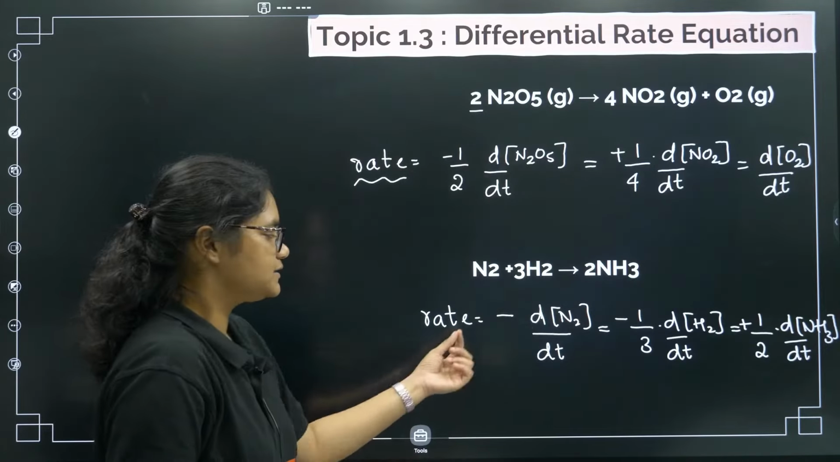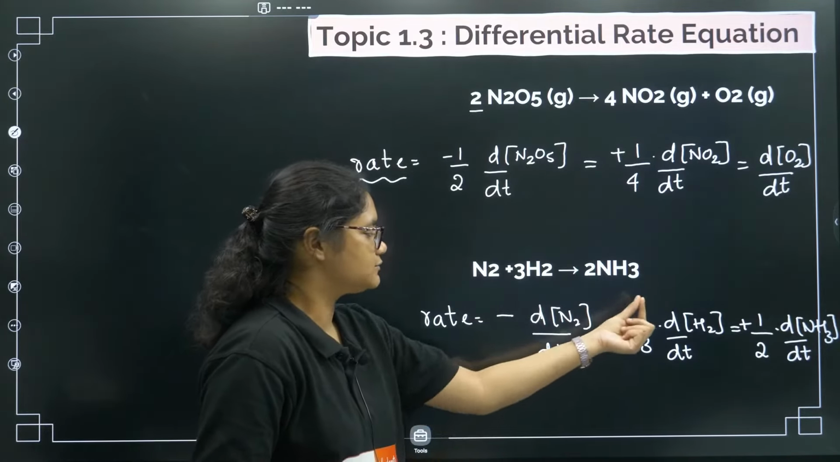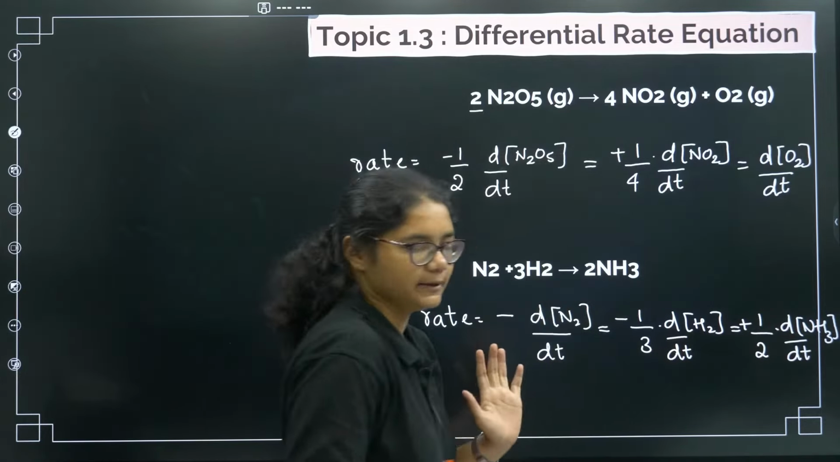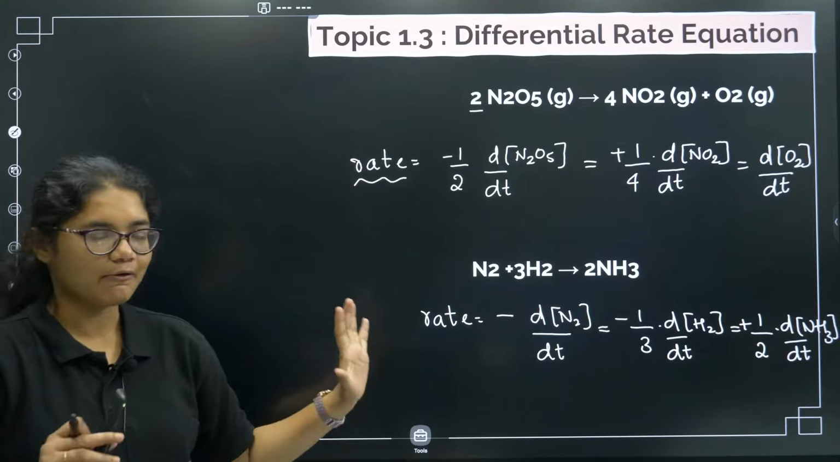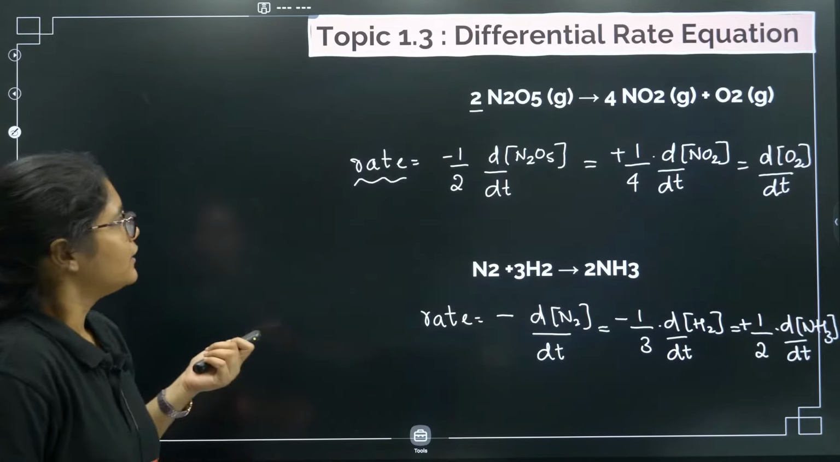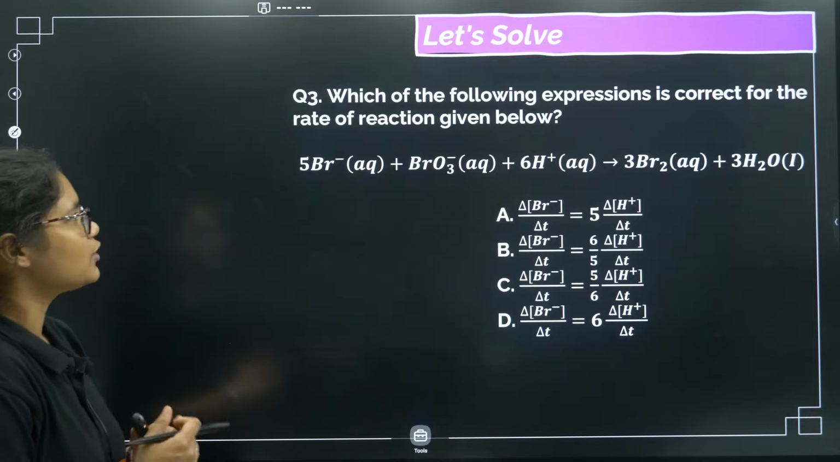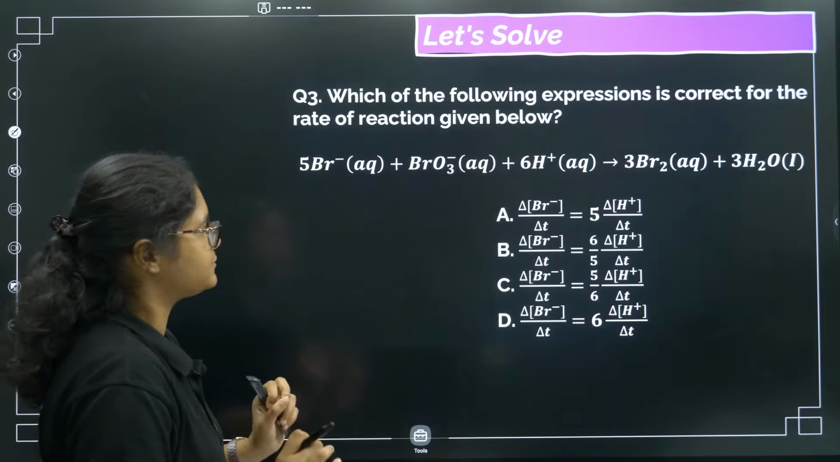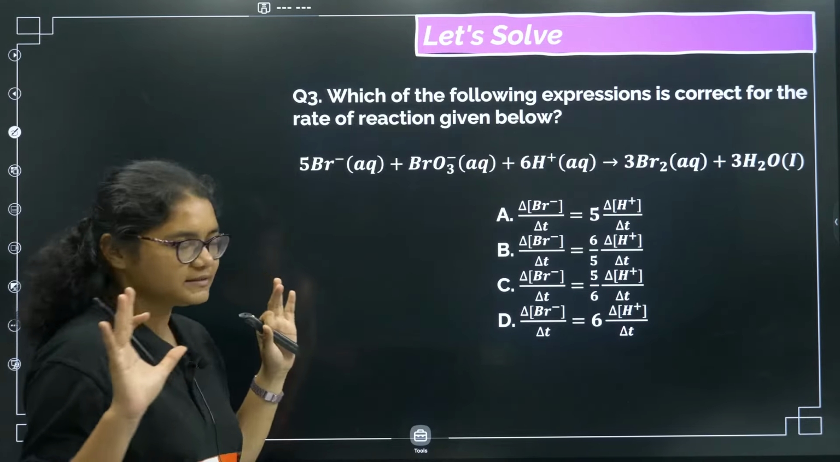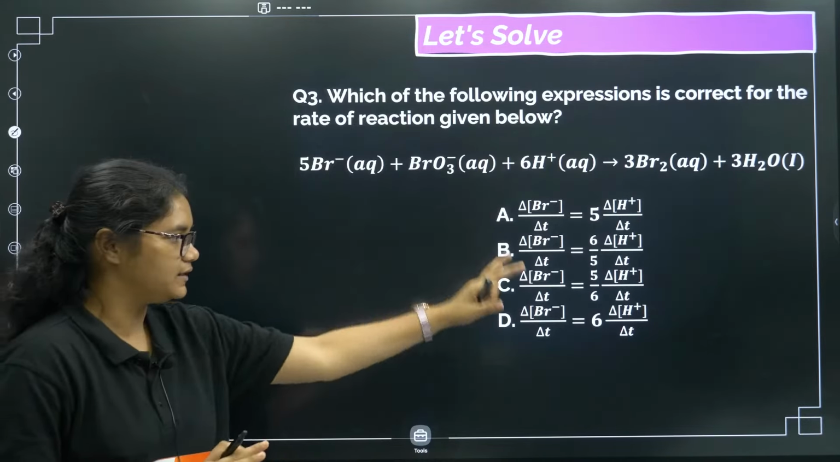Okay, minus dN2 by dt equal to minus 1 by 3 dH2 by dt equal to plus 1 by 2 dNH3 by dt. Getting? So I hope you can now understand how to write these equations. Now coming to solving this question, which of the following expressions is correct for the rate of the reaction given below? We'll do the same exercise we have done, and then we need to check this one.